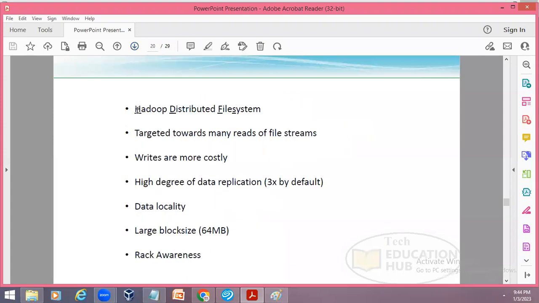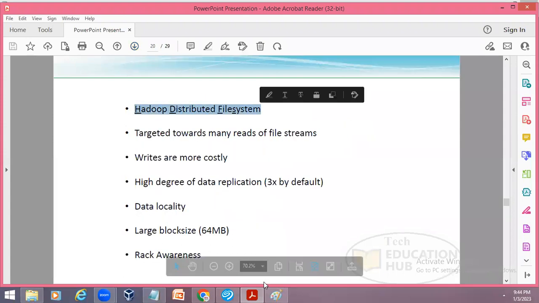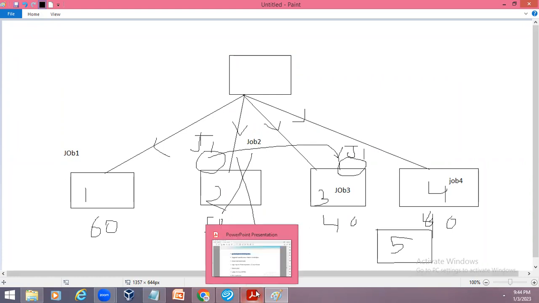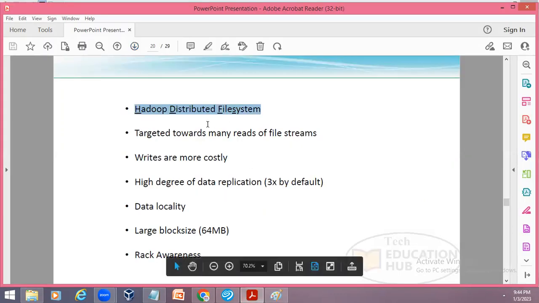So, Hadoop Distributed File System. Definitely, what is meant by distribution? I'm not storing my 2 terabyte on one node. I'm storing my 2 terabyte on 4 different nodes. I break my data and store it into 4 different nodes. So that's called distributed storage. And it is targeted toward many reads of file streams.